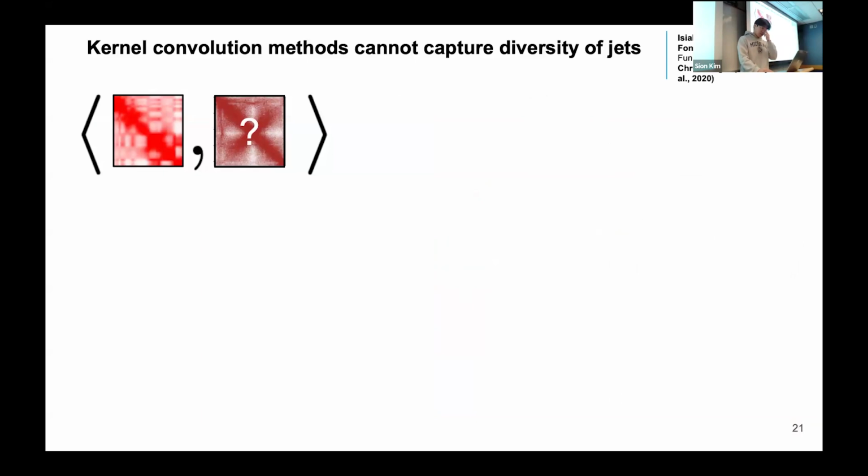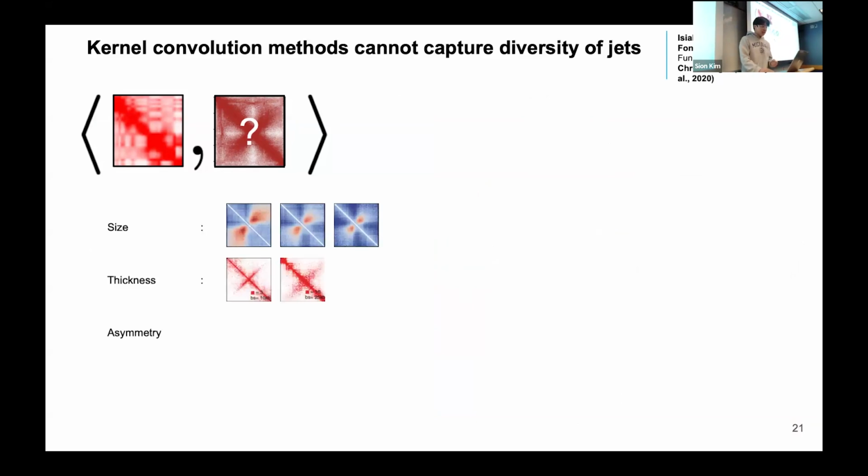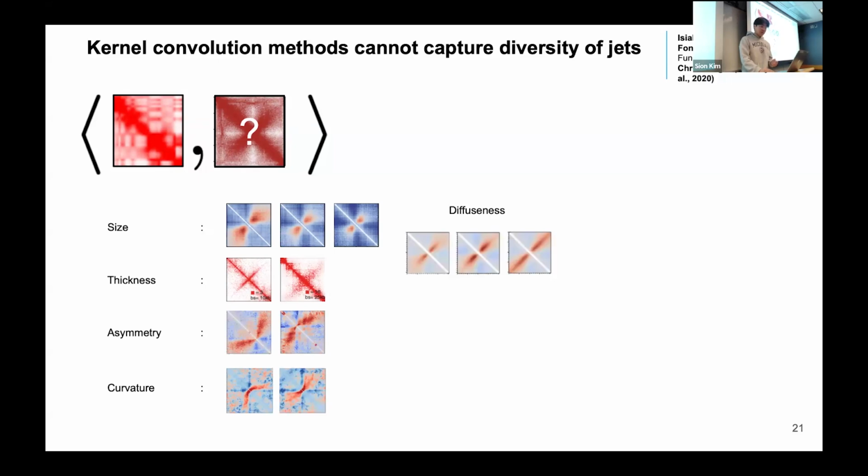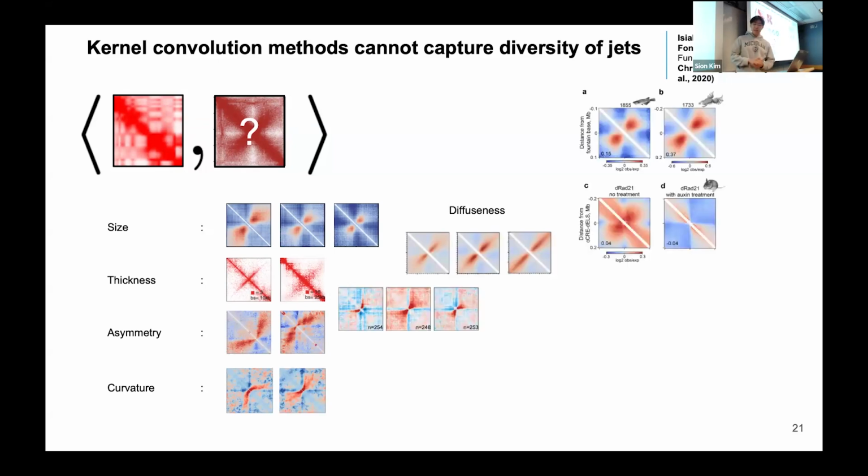Some limitations of these methods are that they can't really capture the diversity of jets, specifically the size, thickness, asymmetry, curvature, as well as combinations and things that are difficult to put in words. I don't really know how to describe the differences, but they do look different. And this corresponds to needing a completely new kernel each time you want to find these jets.